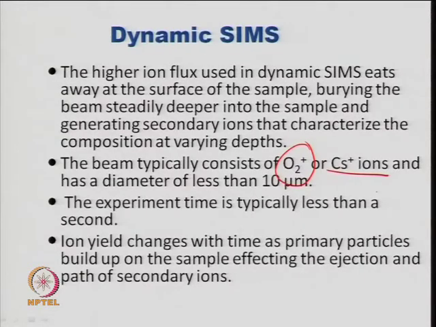The experiment time here is less than a second, so you get a very quick response from this dynamic method. The ion yield changes with time as primary particles build up on the sample, affecting the ejection and path of the secondary ions. This can be used to get the complete composition of the surface. I am not going into details of these, but these methods can be used for characterization of the sample.